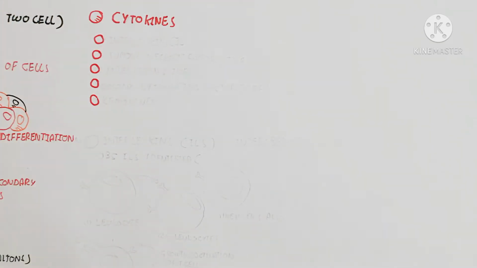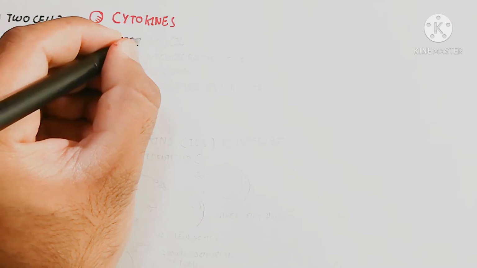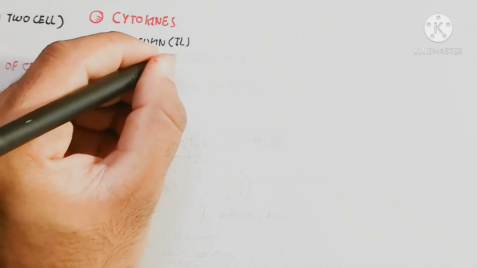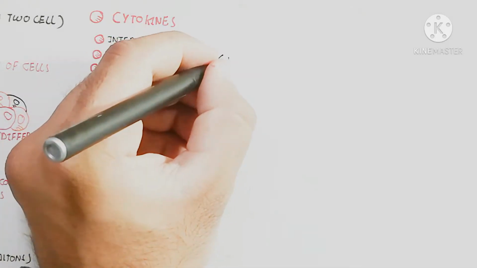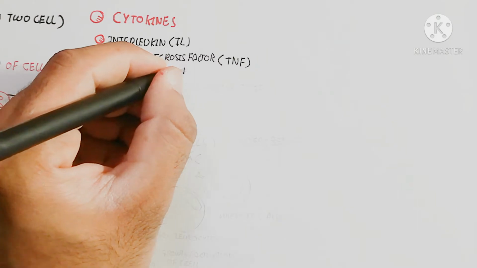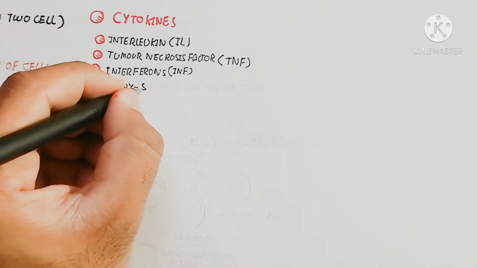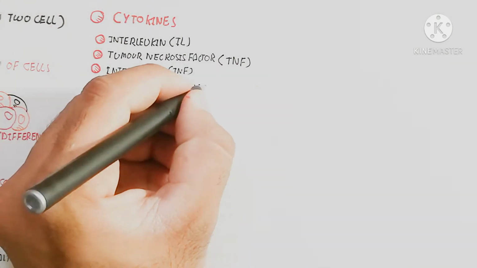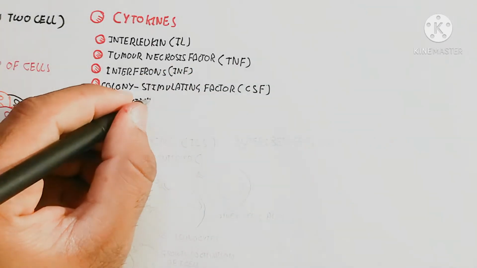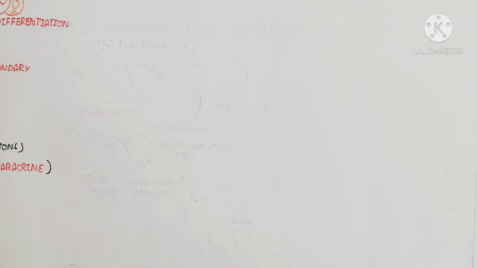We can classify the cytokines into interleukins (IL), tumor necrosis factor, which means signaling of the tumor cell, interferon (IFN), colony stimulating factor (CSF), as well as chemokines. All of these are cytokines.